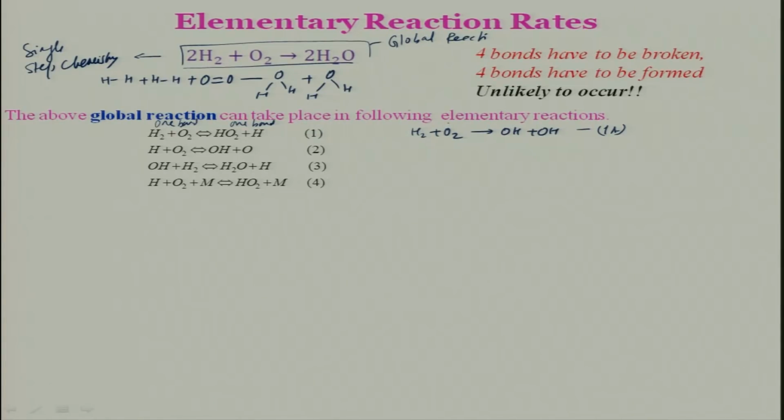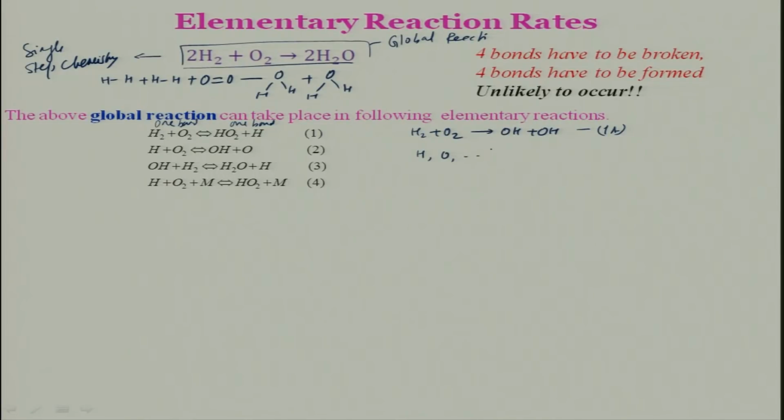Why? Because on the reactant side 3 bonds are to be broken, and here 2 bonds are to be formed. So, therefore, it is less likely to occur as compared to reaction 1, but both are elementary. Are you getting? Both are elementary. Is that clear?